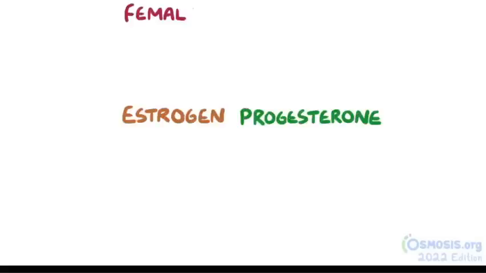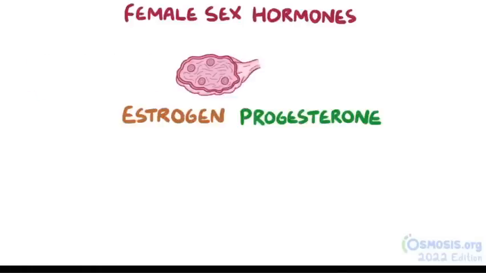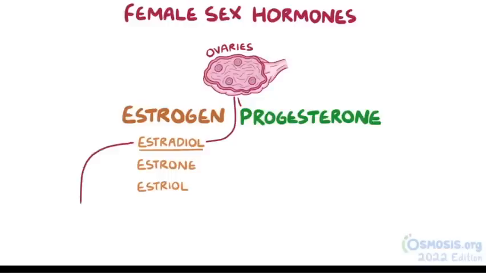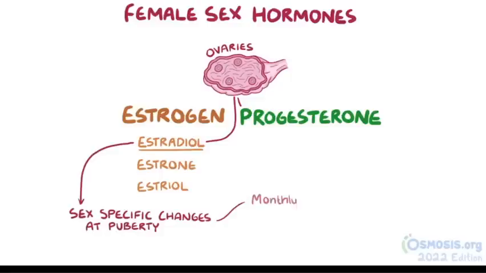Estrogen and progesterone are the female sex hormones, and they're produced mainly by the ovaries, the female gonads. The female body can synthesize 3 types of estrogens: estradiol, estrone, and estriol. Of the 3, the ovaries synthesize estradiol, which is the most biologically active of all of them, and accounts for the majority of sex-specific changes that begin in puberty, like monthly ovulation and menstruation, as well as the development of secondary sex characteristics.